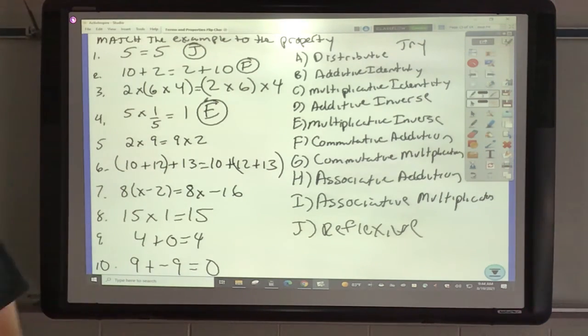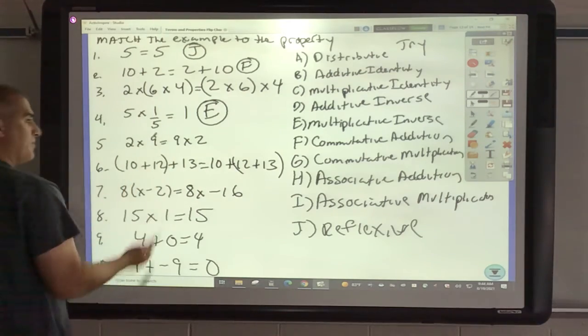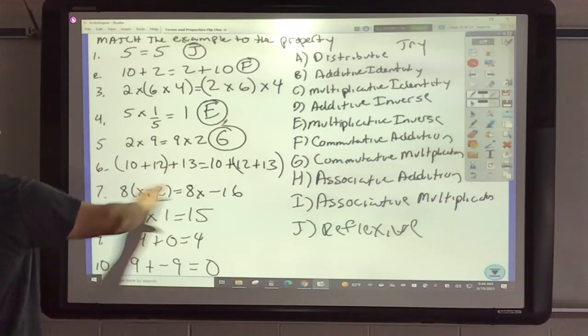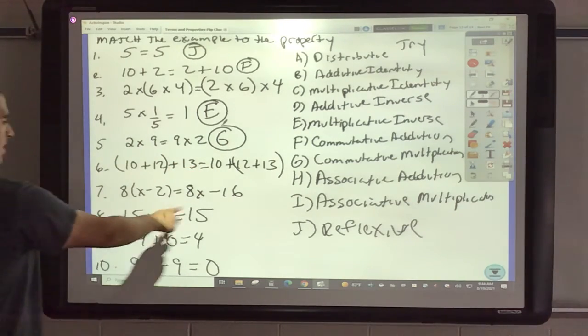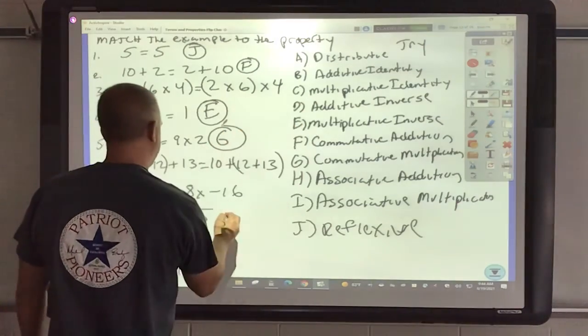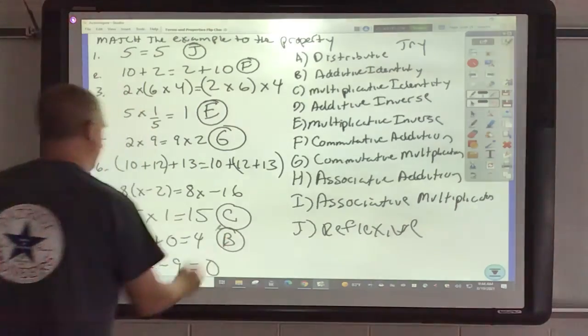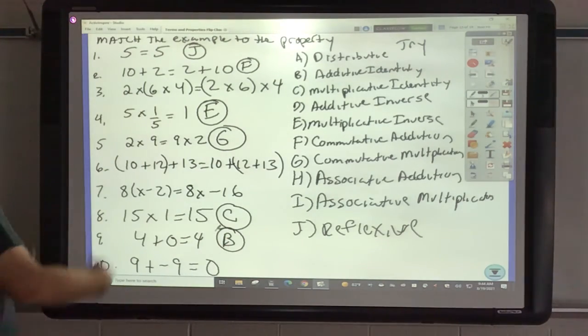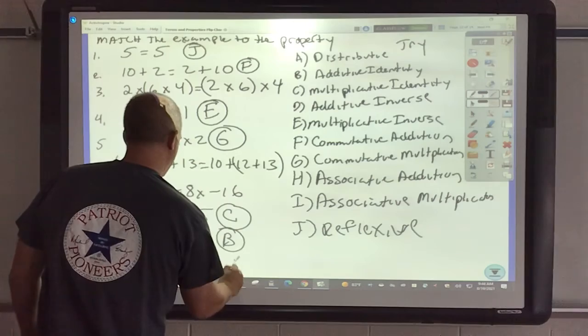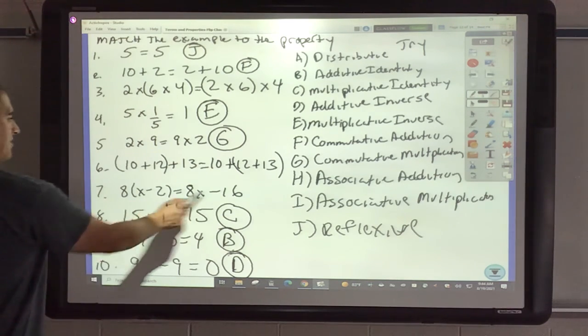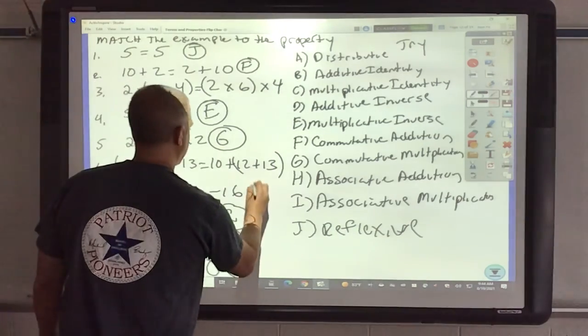Leave the associative ones for the end. Order flips, so that's commutative multiplication, that's G. Leaving the parentheses alone, 15 times 1, that's itself, so that's multiplicative identity. 4 plus 0, that's additive identity, so that's going to be B. 9 plus -9, that's an opposite, an inverse, that's going to be D. So we've got all of them. Now we've got to figure out which one's the distributive. Which one is there a calculation for? There's a calculation for this one, so that's got to be the distributive.